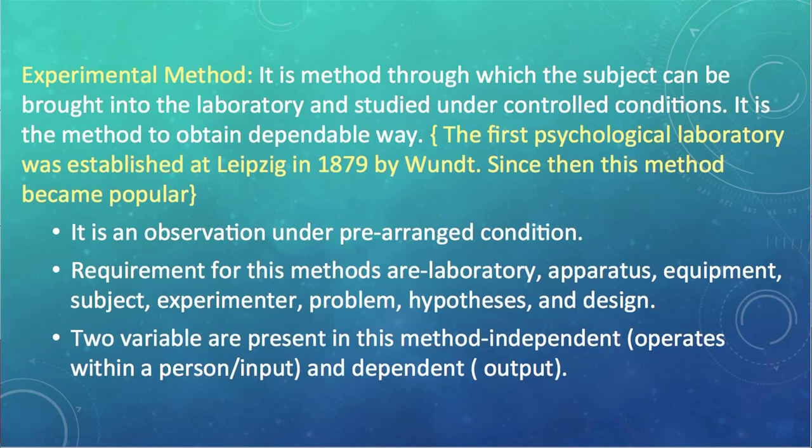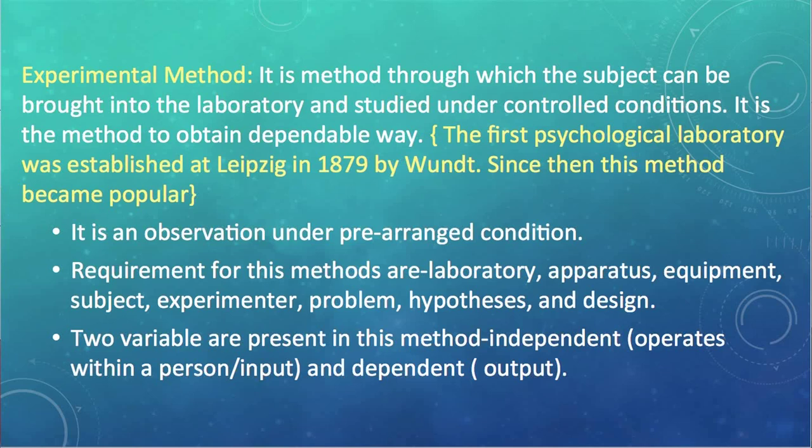Next we have the experimental method. This is the most important method and is widely used by research scholars and experimenters to know about the behavior of others. It is the method through which the subject can be brought into the laboratory and studied under controlled conditions. As the name itself suggests, an experiment is done to know about the behavior of a particular subject. It may be in a laboratory or in another controlled environment. It is a method to obtain dependable results.